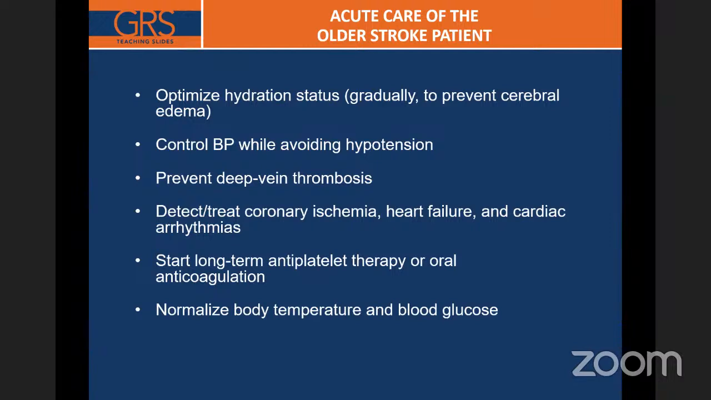Also, we should prevent DVT. We detect and treat coronary ischemia, heart failure, and cardiac arrhythmias. We also start long-term antiplatelet therapy or oral anticoagulation. We can start antiplatelet therapy after 24 hours if we give alteplase. Also, we can start oral anticoagulation in patients who have non-valvular AFib within 7 days after acute stroke, especially if they started alteplase.